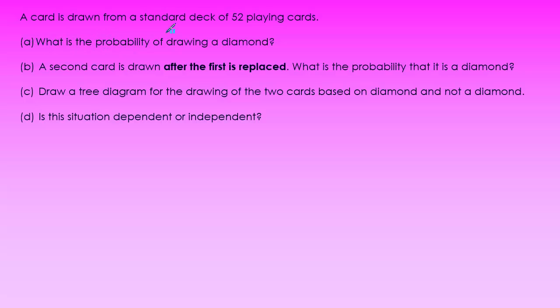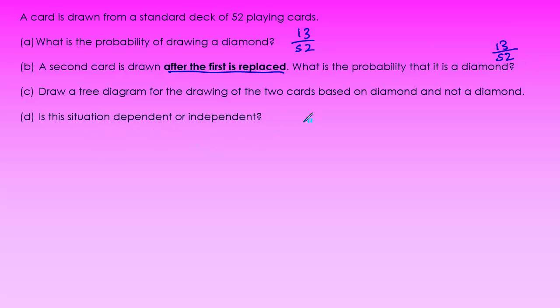A card is drawn from a standard deck of 52 playing cards. What is the probability of drawing a diamond? Well, we've discussed this. It's 13 out of 52, or a quarter. A second card is drawn after the first is replaced. So when we draw the second card, the deck is exactly the same as when we drew the first card. So that must be 13 over 52 again.